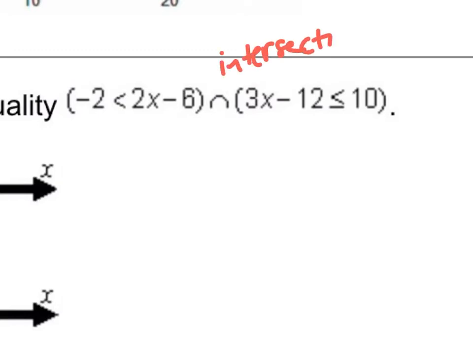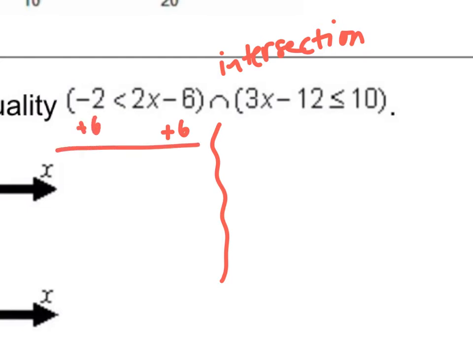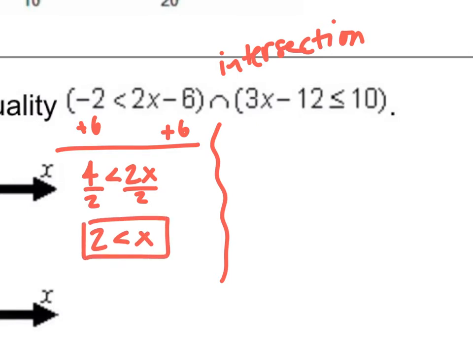All right. So who has mutual friends? So watch this. Okay, I'm gonna solve this first one. I'm gonna add 6 to both sides, and I'm gonna get 4 is less than 2x. So then divide by 2. 2 is less than x. Okay, and I'm gonna rewrite that as x is greater than 2. Doesn't matter, but that's going to help me graph.